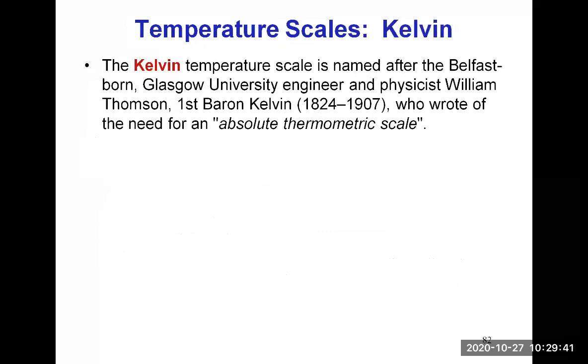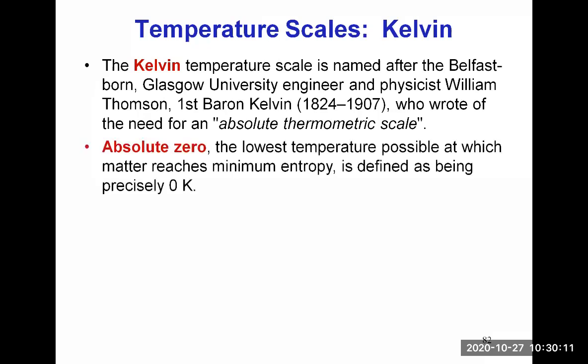And then the last scale is the Kelvin scale. So the Kelvin temperature scale is named after the Belfast-born Glasgow University engineer and physicist William Thomson, who is also known as being the first Baron Kelvin. So born in 1824 and died in 1907. And he wrote about the need for an absolute thermometric scale. So he defined the absolute zero, which is the lowest temperature possible at which matter reaches minimum entropy. And he defined it as being precisely 0 Kelvin.